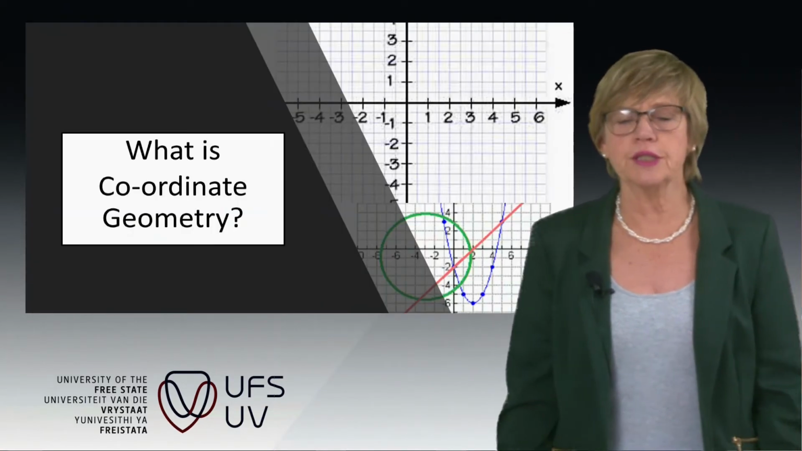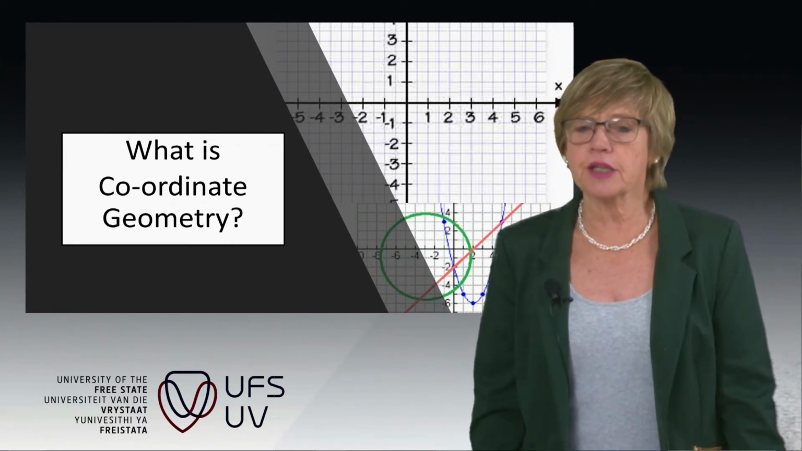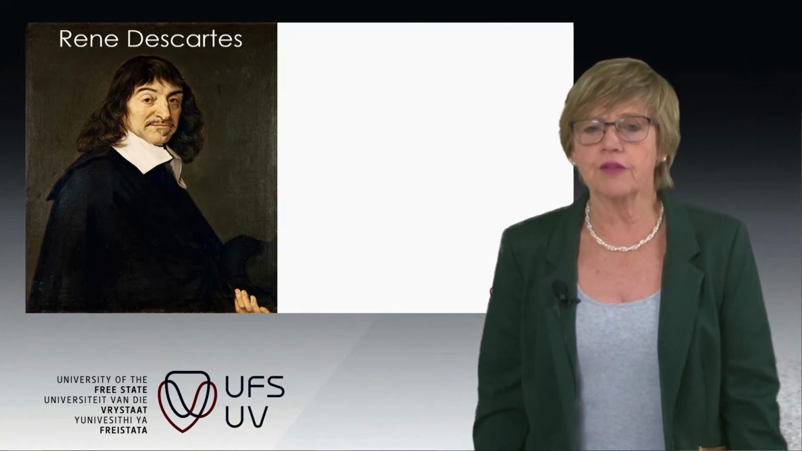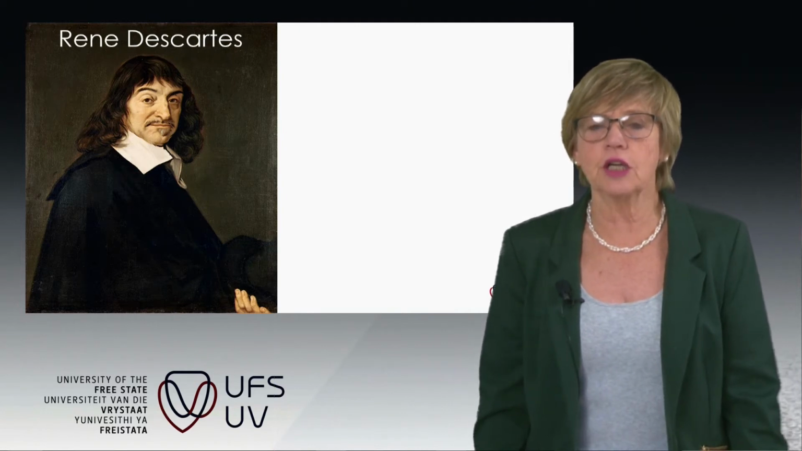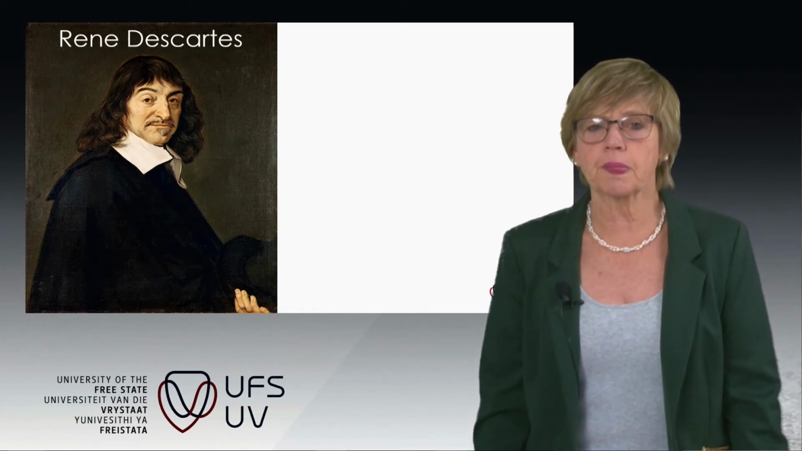What is coordinate geometry? The coordinate grid is the mathematical contribution of René Descartes and forms the basis for coordinate geometry. It is said that he first got the idea of coordinate geometry while lying in bed one morning trying to describe the path of a fly crawling across his bedroom ceiling.